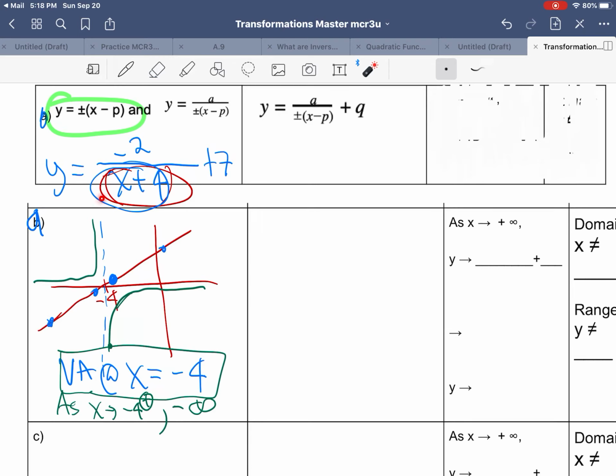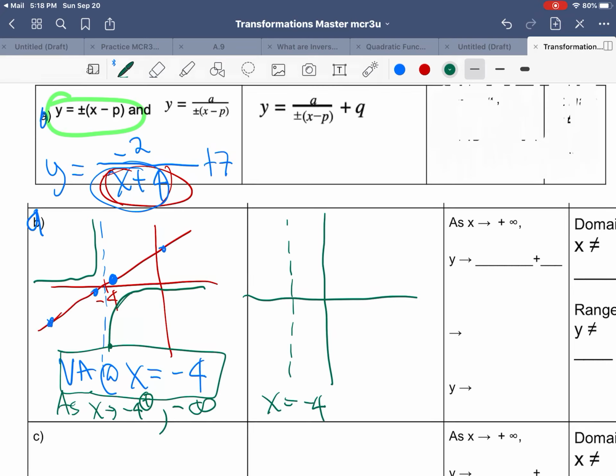So this part is done. Now I just need to add 7. What is that going to do? It's going to lift up that horizontal asymptote at y equals 0 up by 7. This is the part where I refer to it as the skeleton graph. So there are the original axes, x equals negative 4, and then I draw an asymptote at y equals 7.